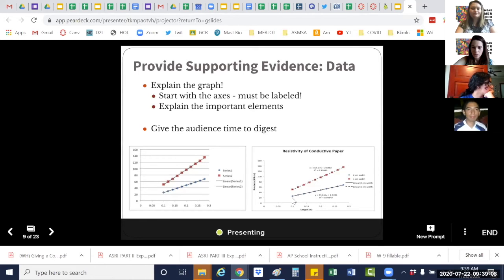Now I can say, and you can see from this graph that the 2 centimeter wide is less resistive at all lengths measured than the 1 centimeter wide paper. And even that the 1 centimeter wide paper gains resistivity faster as the length increases, which you can see from that steeper slope in this series versus this series. So label those axes, explain the important elements, and it's okay to pause for a couple of seconds while they digest this information here.